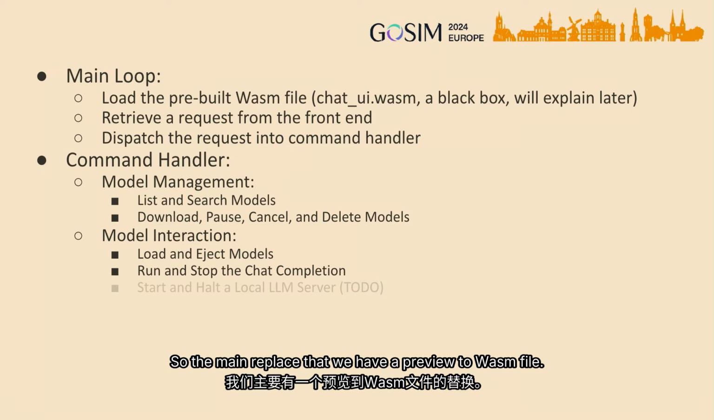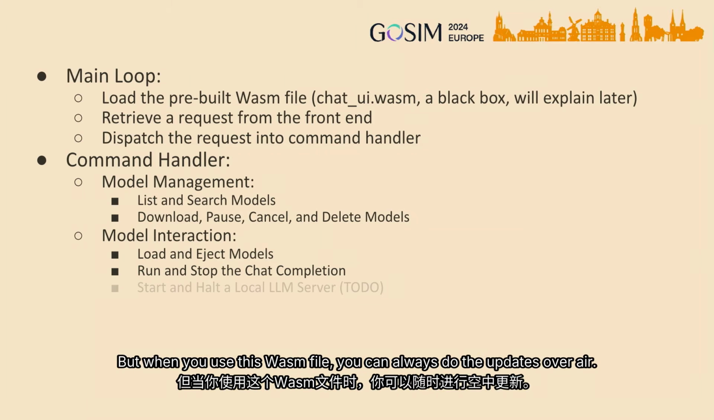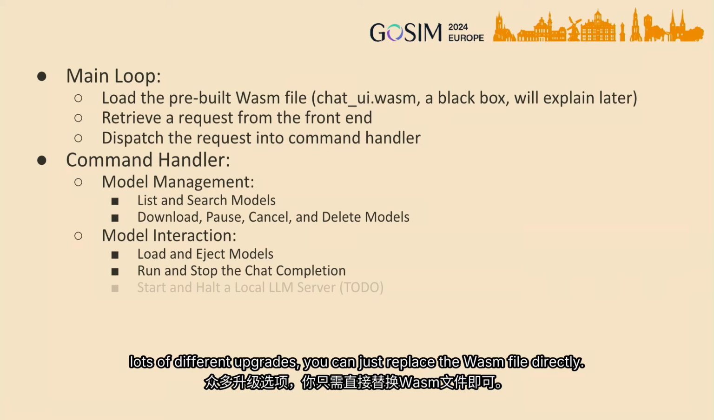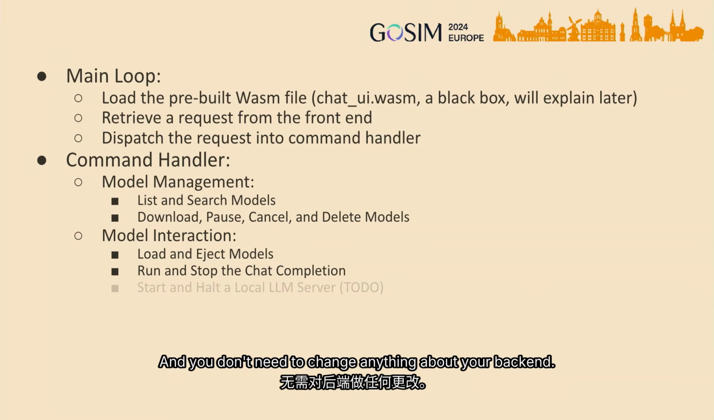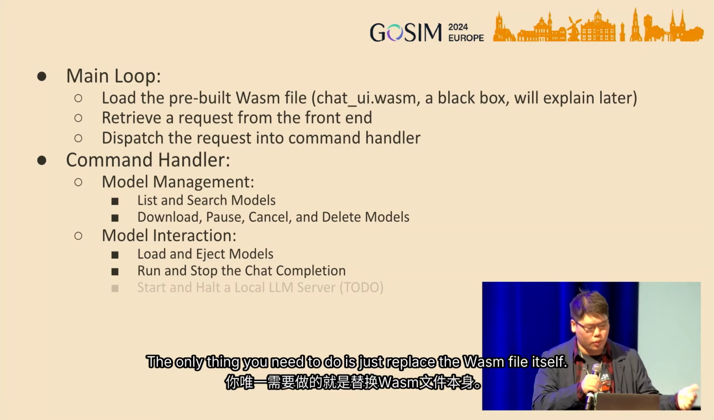The main repo has a pre-built Wasm file. The reason is that it's a totally black box for the backend, and it is compiled from the Rust code. When you use this Wasm file, you can always do updates over the air. Every time you want to add a new model or a new template, or make lots of different upgrades, you can just replace the Wasm file directly, and you don't need to change anything about your backend. The only thing you need to do is replace the Wasm file itself.